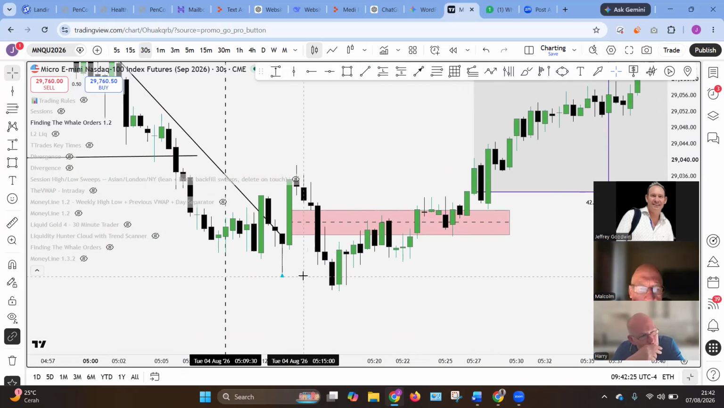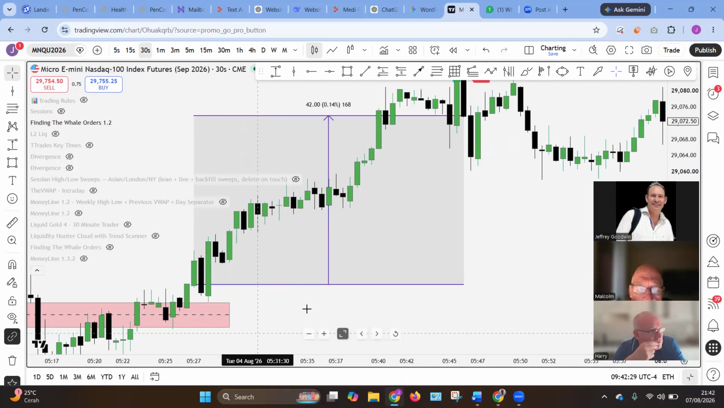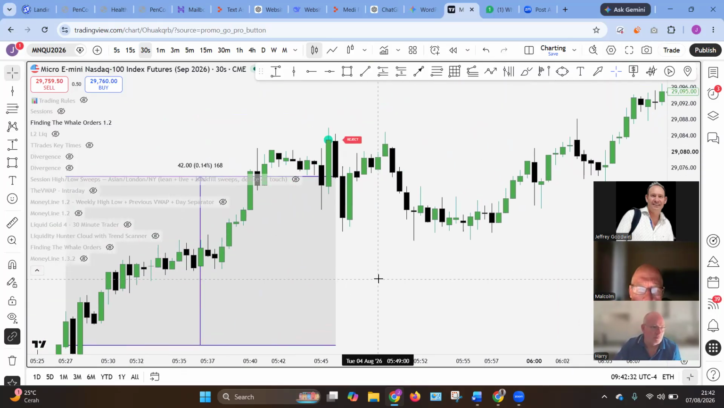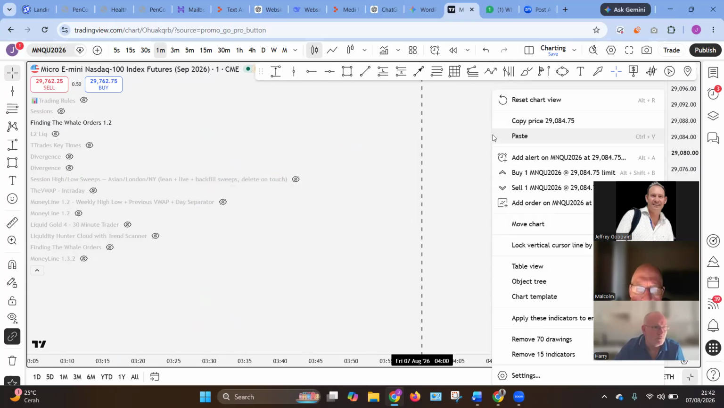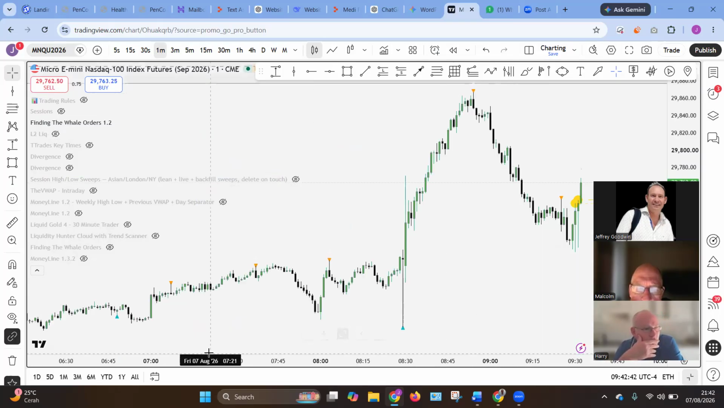Remember, the purpose of this is to find an entry and get rid of fear. So it's another winning trade, that's all I'm saying. But that was 30 seconds, so I'm going to have to try and do something with that.